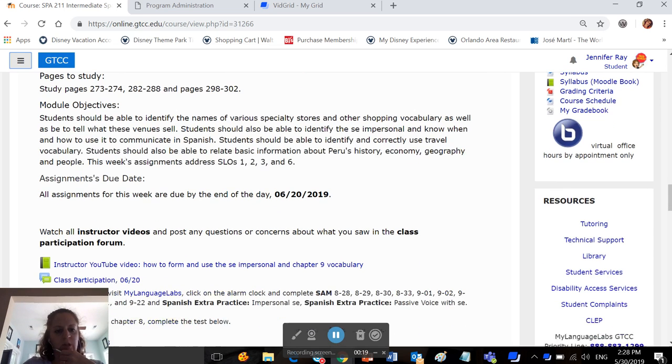After completing this week's work, you should be able to identify the names of various specialty stores and other shopping vocabulary. You should also be able to tell me what each of these venues sells. You should also be able to identify the se en personal and know when and how to use it to communicate in Spanish. You should be able to identify and correctly use travel vocabulary. You should be able to relate basic information about Peru's history, economy, geography, and people.